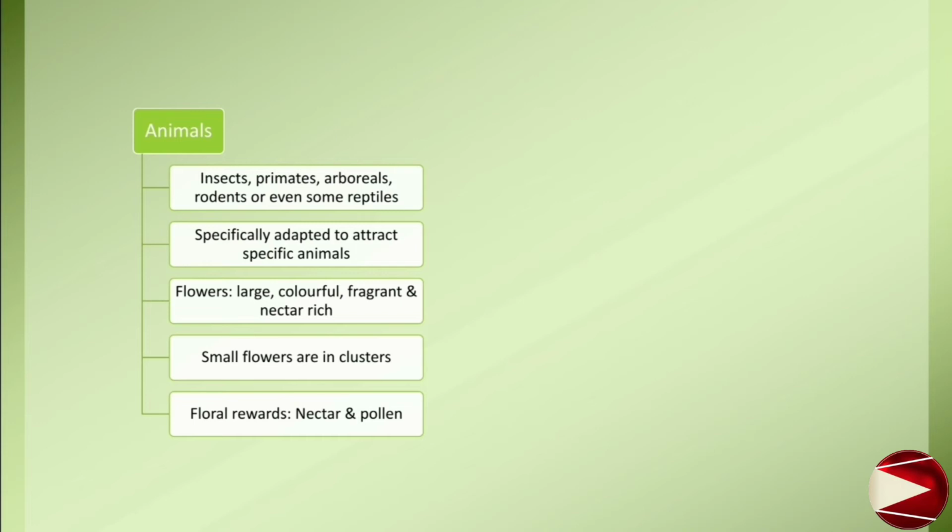To sustain visits of these animals, flowers produce rewards in the form of nectar and pollen for their nutrition. So animals visit flowers to have these rewards and carry pollen grain from anther to stigma and achieve pollination.